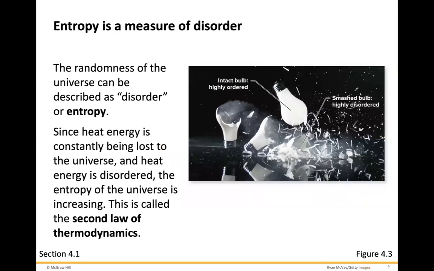Entropy is the measure of disorder. The randomness of the universe can be described as disorder or entropy. Since heat energy is constantly being lost to the universe and heat energy is disordered, the entropy of the universe is constantly increasing because we're constantly adding to it. This is called the second law of thermodynamics.